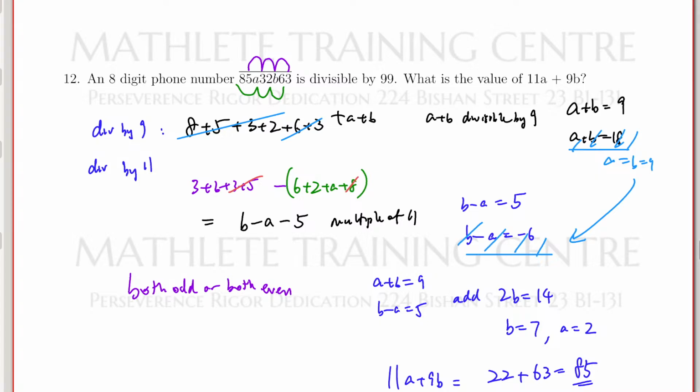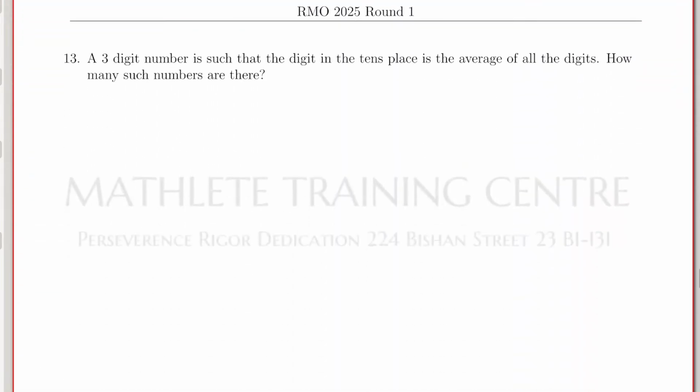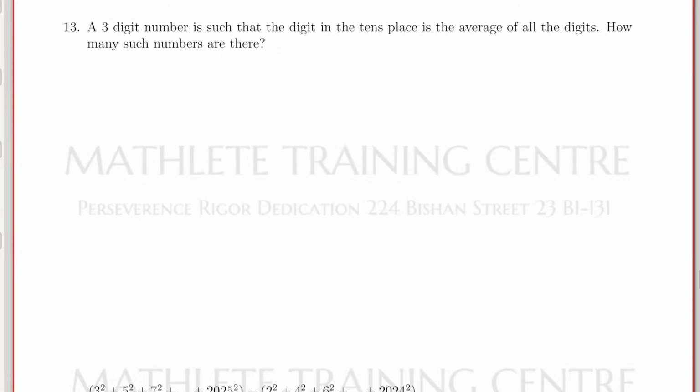Okay, let's move on to question number 13. A three-digit number is such that the digit in the tens place is the average of all the digits. How many such numbers are there? So this one requires us to do some listing. If the tens digit is the average of all digits, then actually the tens digit is just the average of the units place and the hundreds place.